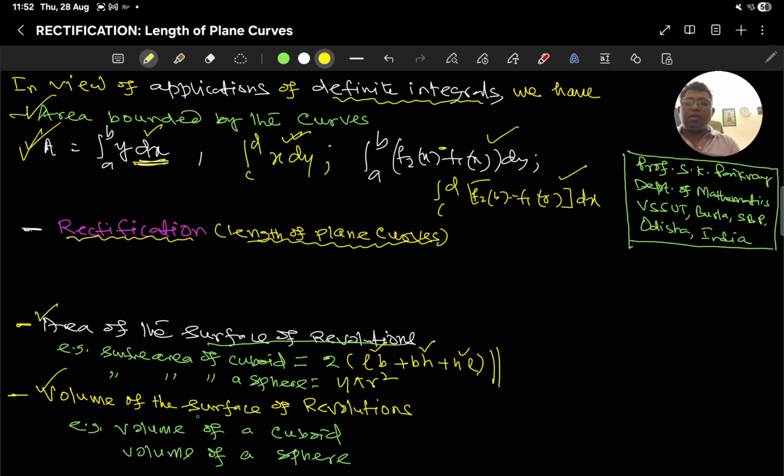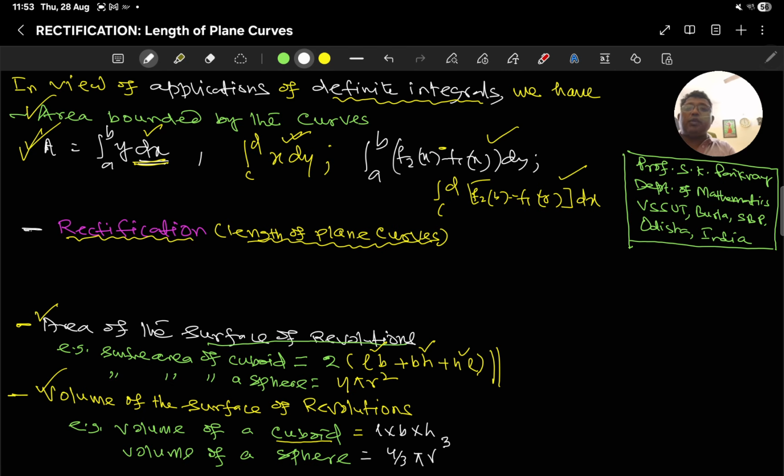Similarly the volume of revolutions, if you recall the volume of a cuboid, it will be length into breadth into height. Volume of a sphere is 4 by 3 pi r cube, okay.